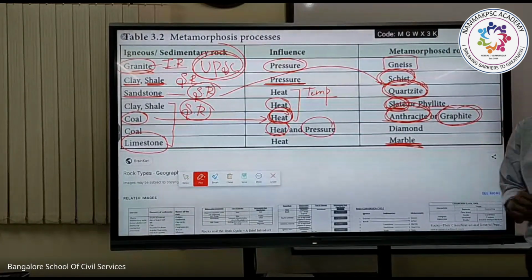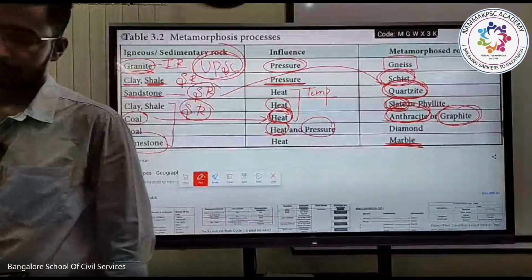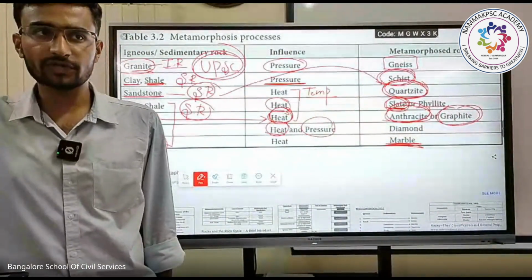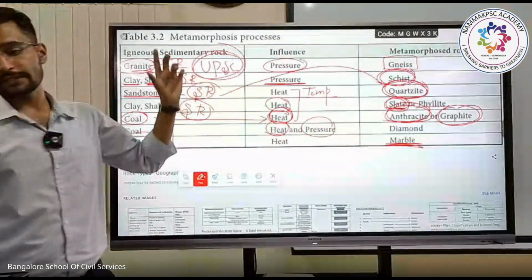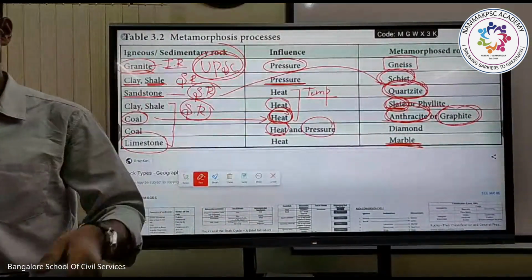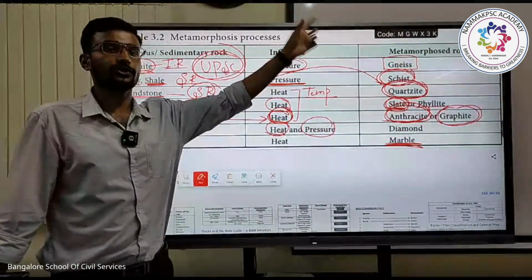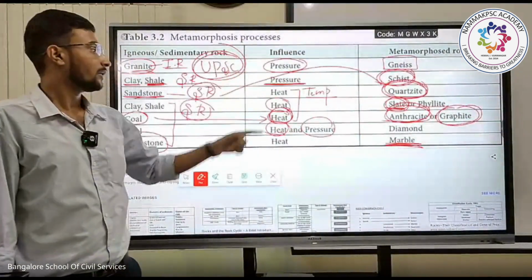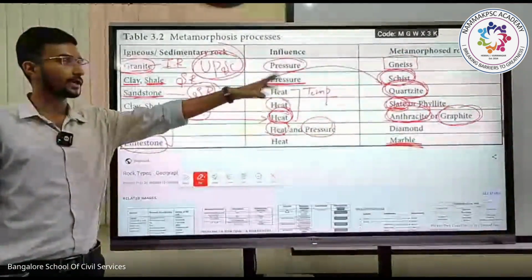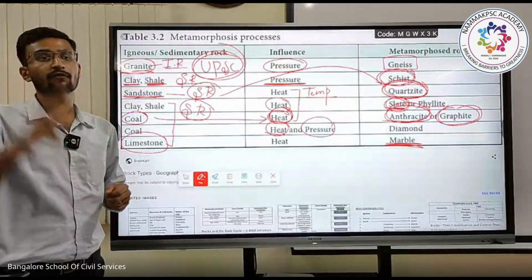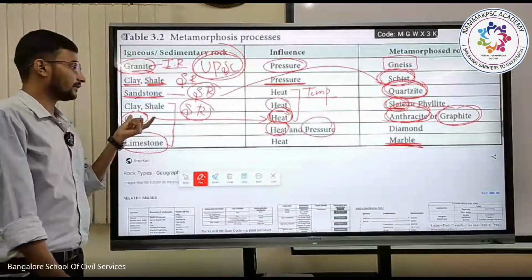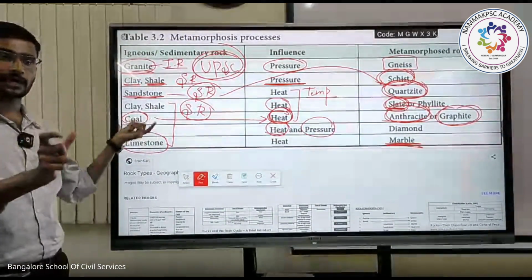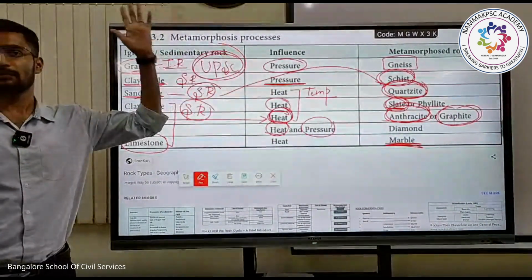I'll summarize. The first and foremost one, granite via pressure converts into gneiss. Second one, clay or I can say shale: with pressure, schist. Followed by sandstone, with temperature, a quartzite. Whereas the same clay and shale, with heat, slate or phyllite is formed. Again, the coal, if it is heat, anthracite or graphite. Whereas coal, if it is heat and pressure, diamond will be formed.